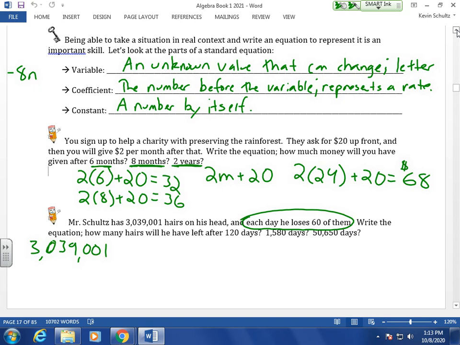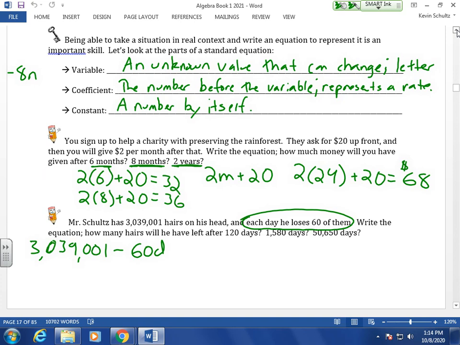3,039,001. Okay, and then you said 60 times the number of days. What operations go in between there? Subtraction, right? We are decreasing that initial amount by 60 hairs per day. This is our constant because that's what we're starting with. And then we're losing 60 hairs per day. So whatever that total is, minus 60 per day.